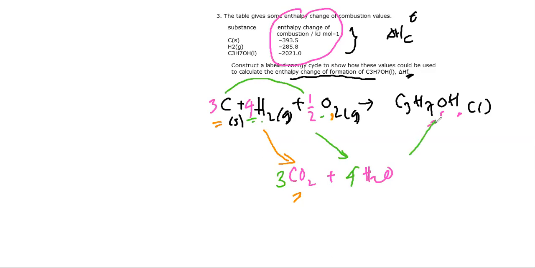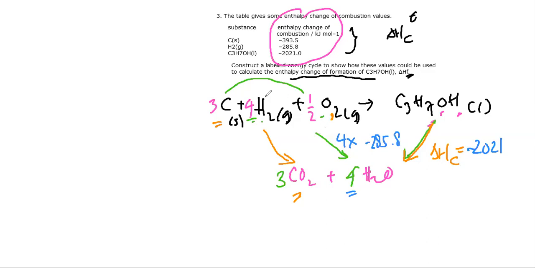And of course I have the enthalpy change of combustion of propanol. If I point the arrow down this way, it is delta HC of propanol. You know that combustion always gives you carbon dioxide and water when you use an excess amount of oxygen. So I just label this one as delta HC, and the value is minus 2021. And this one, because I have 4 water, I have 4 times minus 285.8. Remember, this is the enthalpy change of combustion.